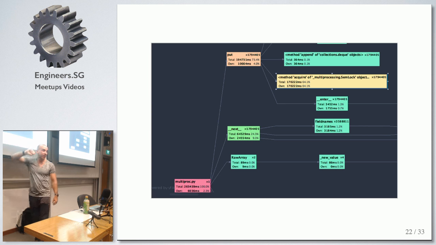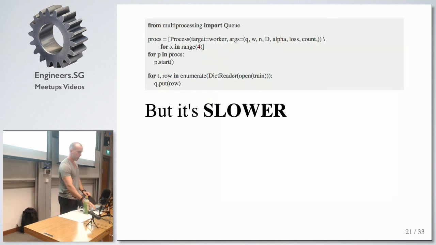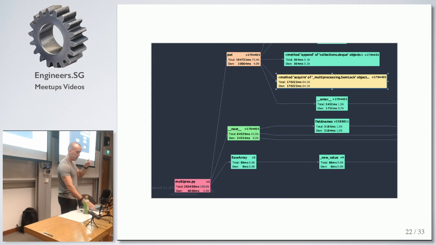And then there's put, to put the item into the queue. So we created that queue, right? And then we were putting stuff in the queue, so the workers could work on it. And this put method is taking up, you can't see it, but it's taking up 74% plus minus of all the runtime. So my CPU's cores were 100% maxed out, fighting to put stuff in the queue.